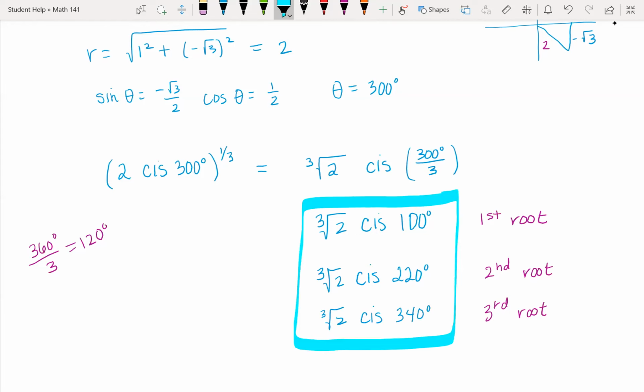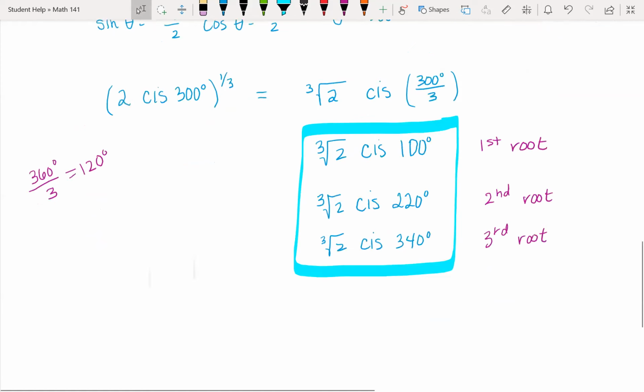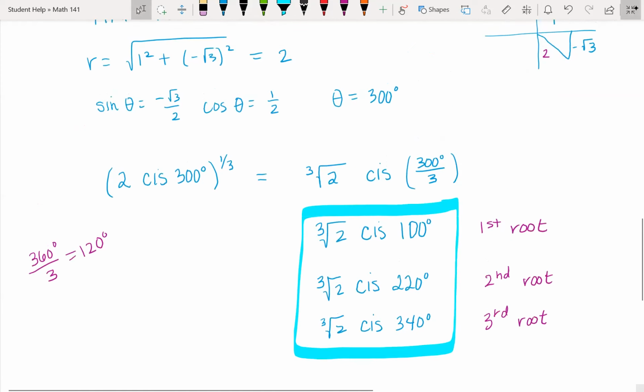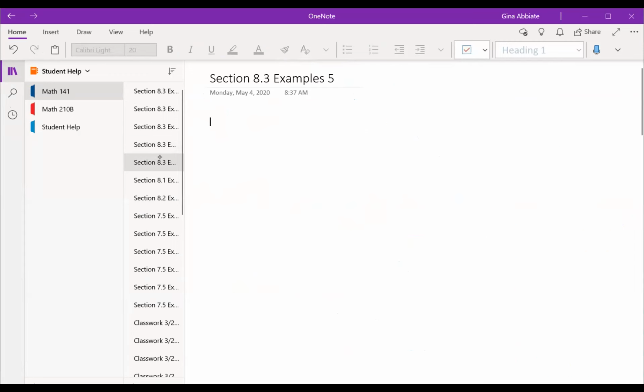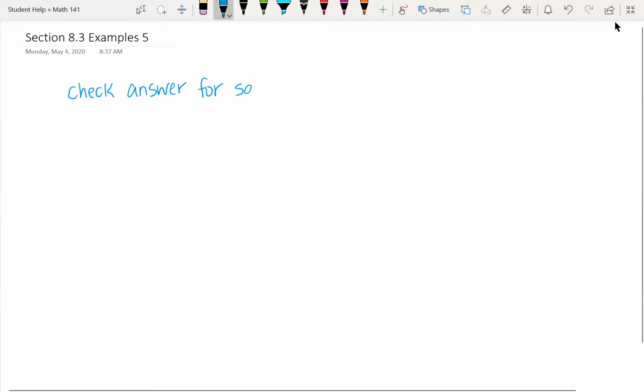I want to go back now and check one of the answers that I had above for the square root. Actually, I'll go to a separate piece of paper for this. Let's check an answer for square root, so you can understand what's happening behind the scenes.